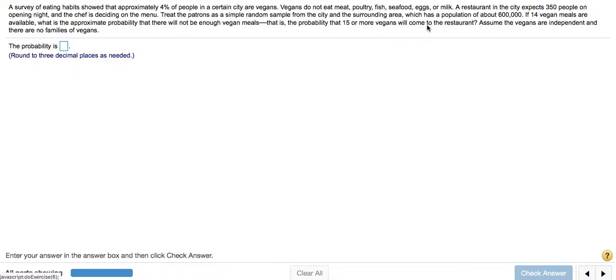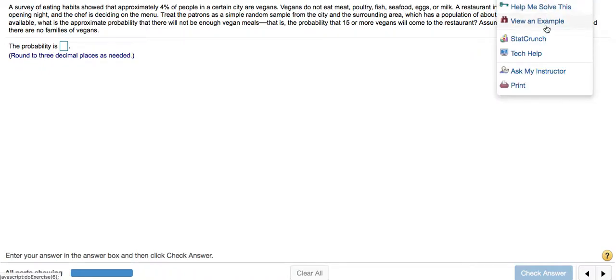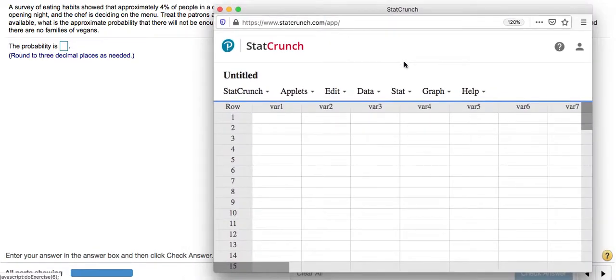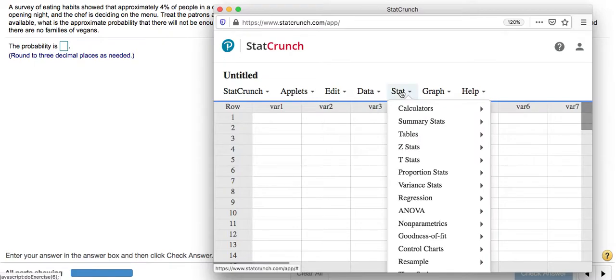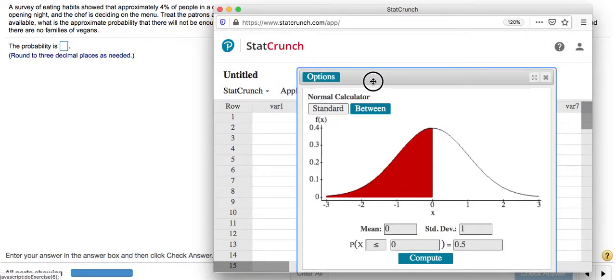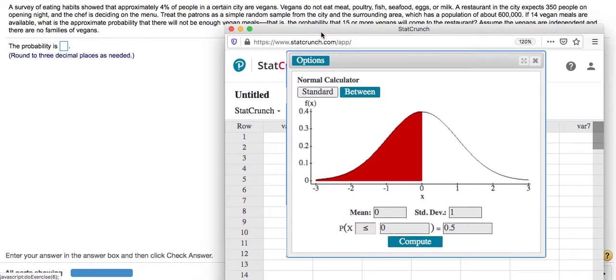Let's see. Well, first of all, we're going to use a normal distribution here. So I'm going to open up StatCrunch, and I'm going to open the normal calculator. So I'm going to go to Stat, Calculators, and select Normal. To solve this problem, we're going to have to figure out a mean, a standard deviation, and then some value to enter down here to get this corresponding probability.